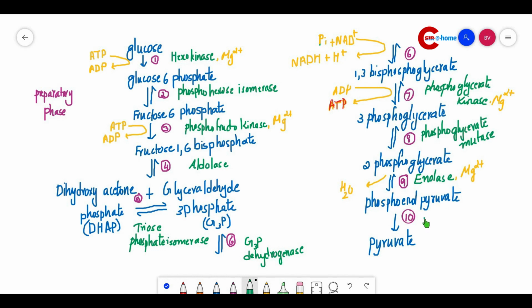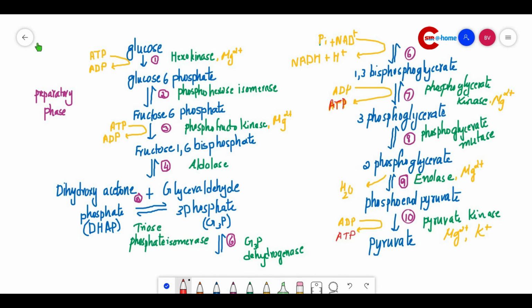Then this phosphoenol pyruvate is converted into pyruvate. The enzyme is pyruvate kinase. And here there are 2 cofactors, magnesium 2+ and potassium. So kinase is here, that means phosphoryl group transfer. One molecule of ADP is converted into ATP. This is the second substrate level phosphorylation in glycolysis.